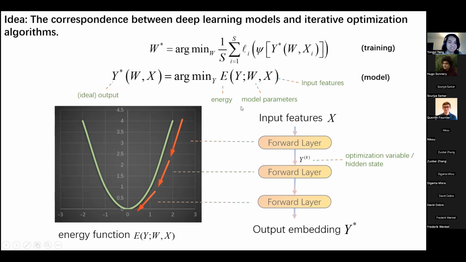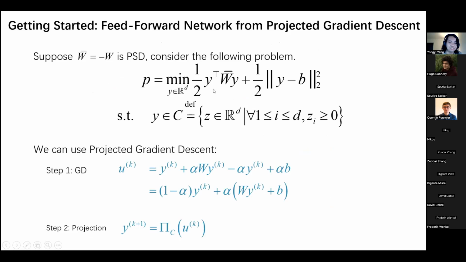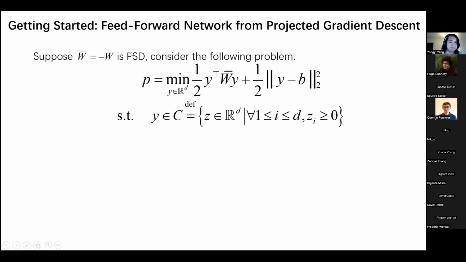As a kickstart, I want to show a simple case where we show how to recover a feed-forward network from projected gradient descent. I guess you should be familiar with projected gradient descent if you have taken any optimization or machine learning courses.